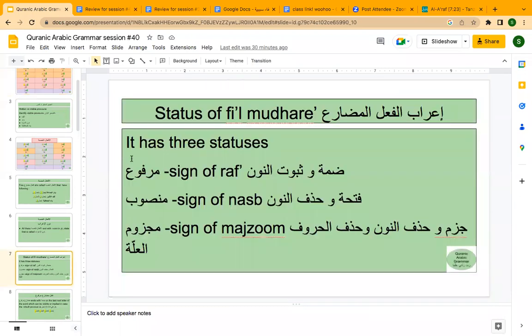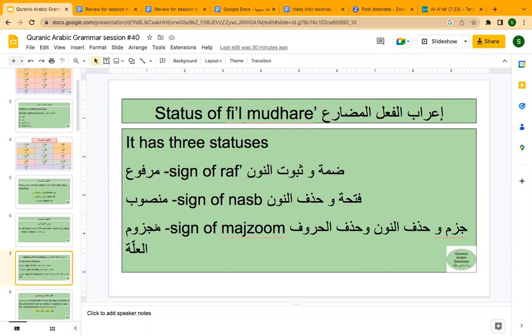Okay, so i'rab is a term that is used in Arabic for status. Fi'l mudari does have three statuses. The sign of raf can be the presence of dhamma and thubutun noon. Sometimes it can be just implied, and you will see it in my slide as well. The sign of nasb is that your mudari ends with fatha, and af'alul khamsa will drop their noon. Is it clear?